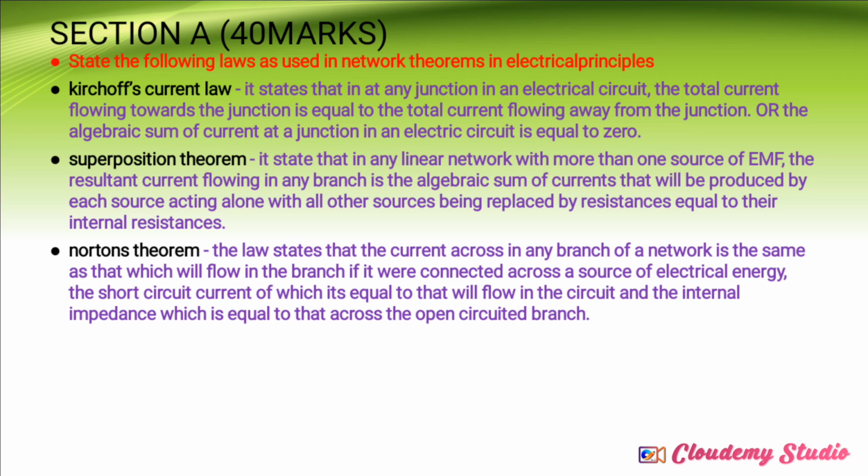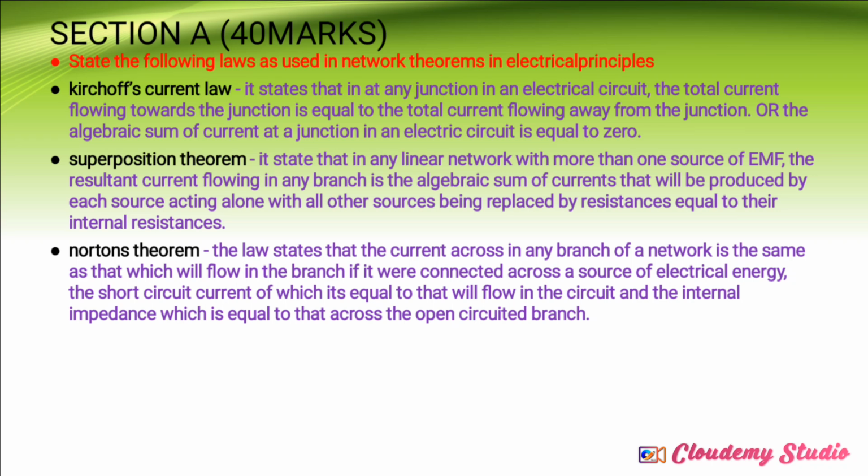Then we have Norton's theorem. It says that the current across any branch of a network is the same as that which will flow if it were connected across a source of electrical energy. The short circuit current of it is equal to that which will flow in the circuit, and the internal impedance is equal to the internal impedance across the open circuited branch. So we are talking about a linear circuit, and if you looked at the calculations of Norton's theorem, we are talking of a linear circuit and a resistor.